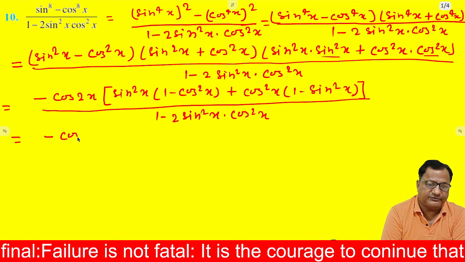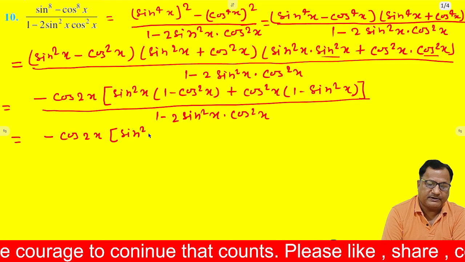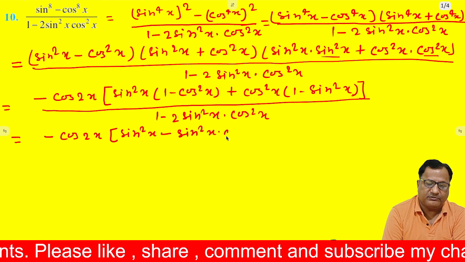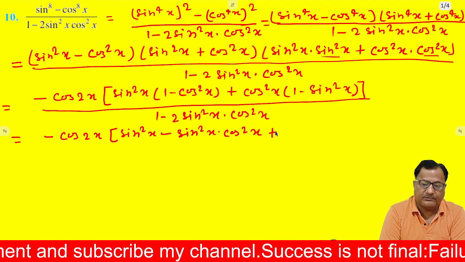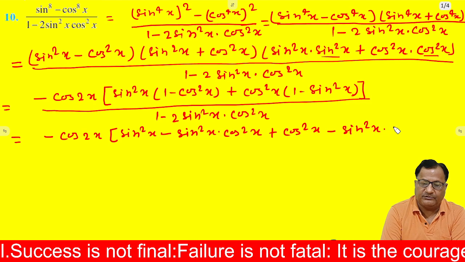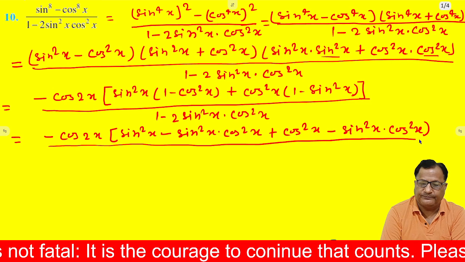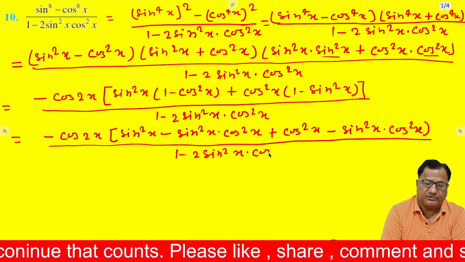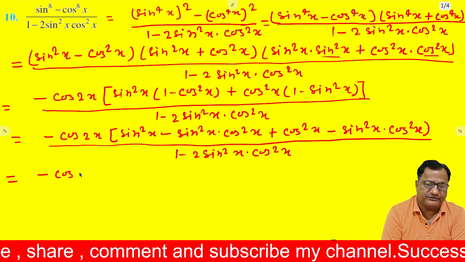It will be minus cos 2x, which will multiply this: sin^2 x minus sin^2 x cos^2 x plus cos^2 x minus sin^2 x cos^2 x, divided by 1 minus 2 sin^2 x cos^2 x. So it will be minus cos 2x.